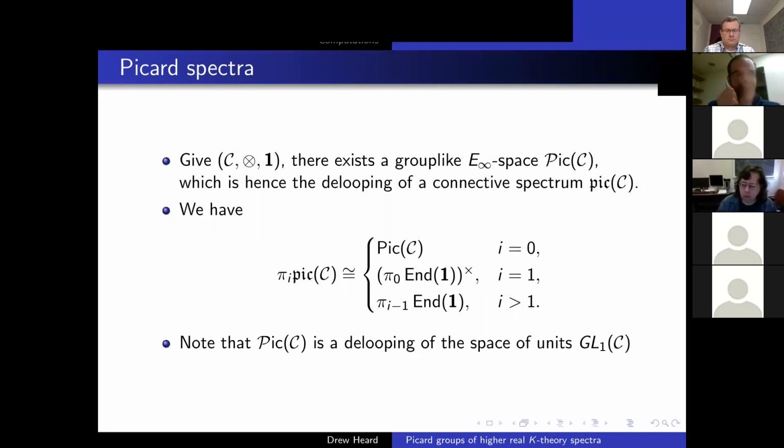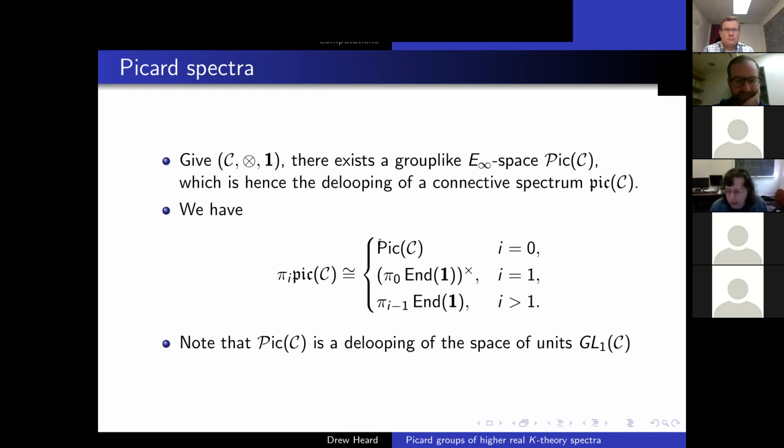All right. So I have my nice symmetric monoidal category, and then in the paper of Akil and Vesna, or of Tyler and David, they tell you that you can build this group-like E-infinity space Pic C, which remembers more information than just the fact that a module is invertible. And it's a group-like E-infinity space, so it's the delooping of this connective spectrum pic C. And this spectrum has the following very, very nice properties.